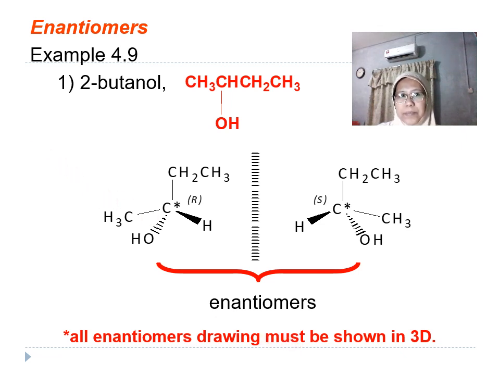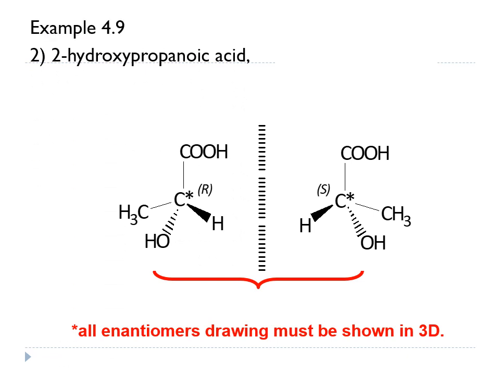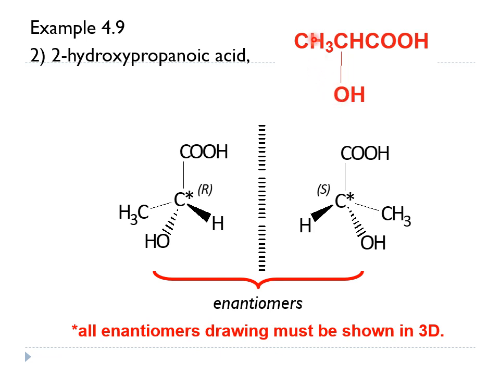That's a must. Here is another example, 4.9, question number 2, 2-hydroxypropanoic acid. You can see in the middle there, this is the chiral carbon. Attached to it is a hydrogen, hydroxyl group, methyl, and carboxyl. If you draw a mirror there, you can also draw the mirror image whereby now the hydrogen is on the left and the methyl is on the right.